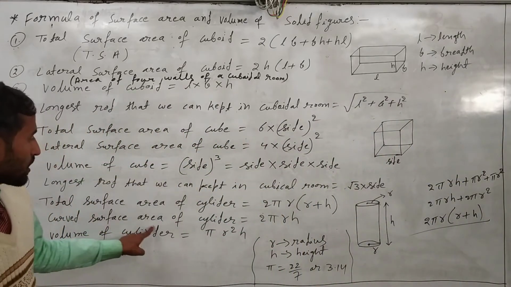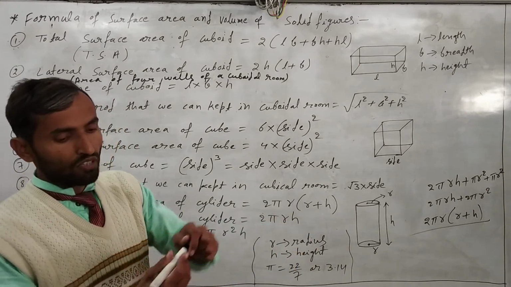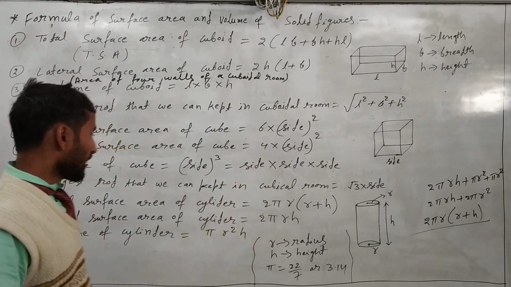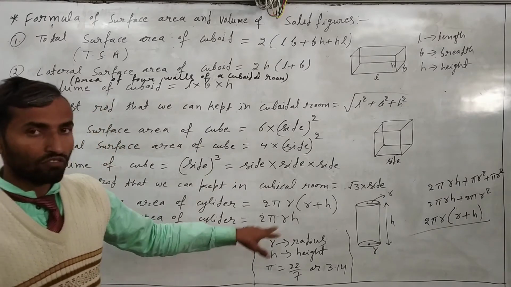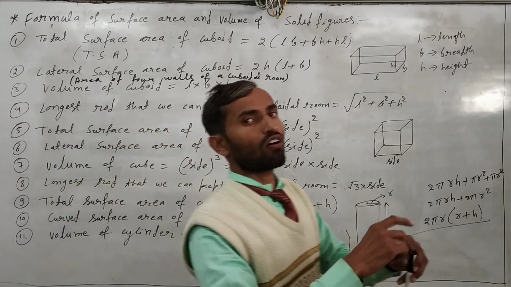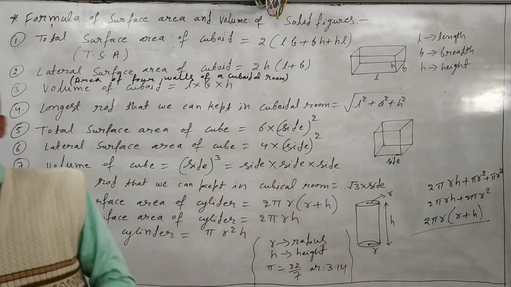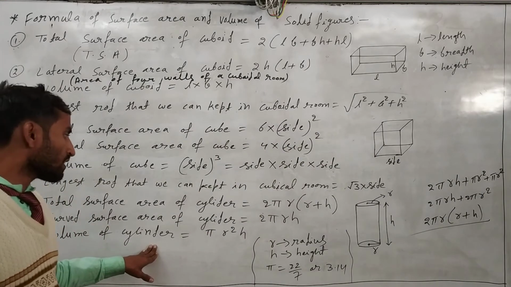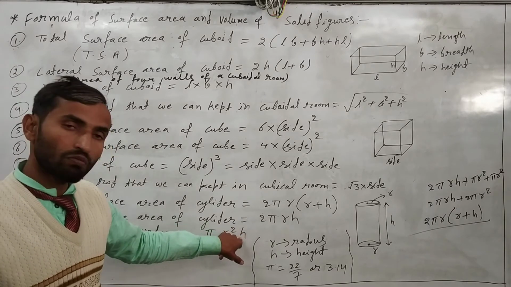Now curved surface area of cylinder is 2 pi r h. In curved surface area we take only the curved surface, we will not take the circular surfaces. Okay. Now volume of cylinder is pi r square h. Volume of cylinder means how much water we can contain in the cylinder, or how much milk or wine that cylindrical tank will contain, that type of question will come. So we have to find the volume of cylinder, it will be pi multiply r square multiply height.